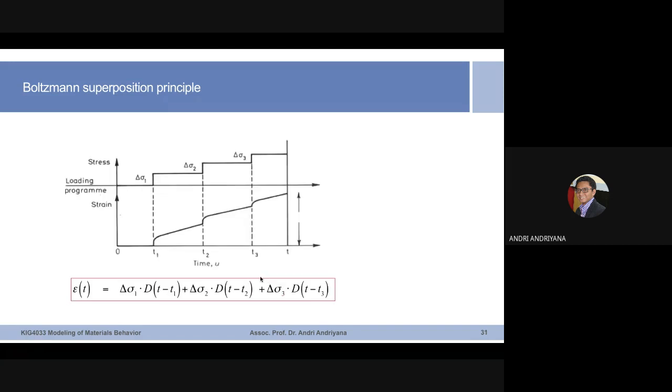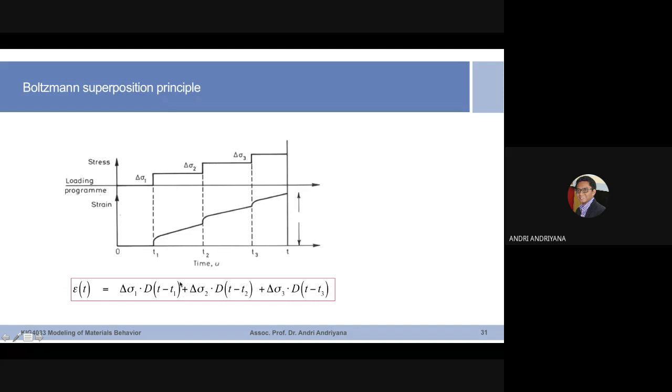Okay. If we have this kind of loading, what should we do? The load starts at t1, and this is delta sigma 1, and then at t2 we apply delta sigma 2, and then at t3 we add again delta sigma 3. So these are increments. What we consider is increments. This is the illustration of the response of the material. And then mathematically, according to the Boltzmann superposition principle, we simply sum up the three loading contributions.